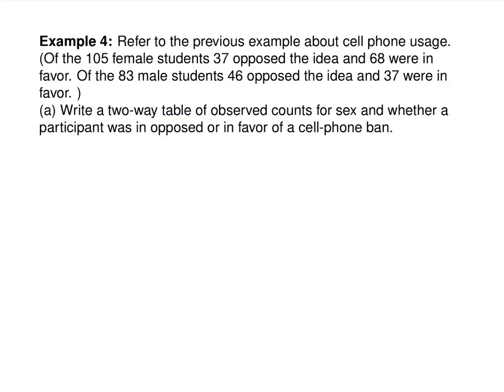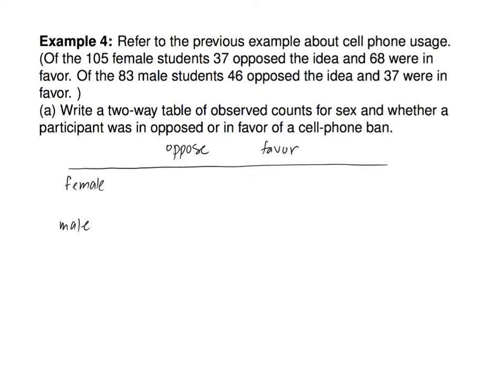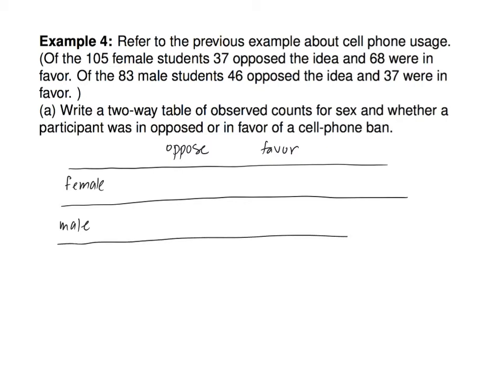Okay, so let's actually do this for that data about the cell phones. So first, write a two-way table of observed counts for sex and whether or not a participant was opposed. So let's do female, male as rows, and we'll do oppose and favor here. And we'll find totals as well. Now, actually, you could do this either way. If you put the male and female as columns and the oppose and favor as rows, it's fine.